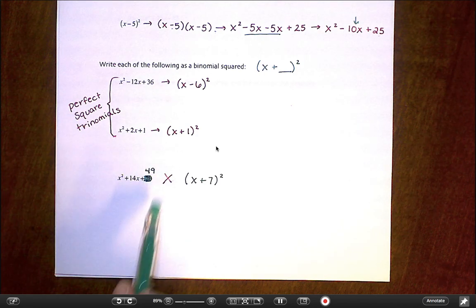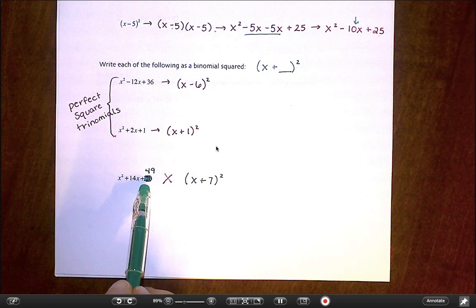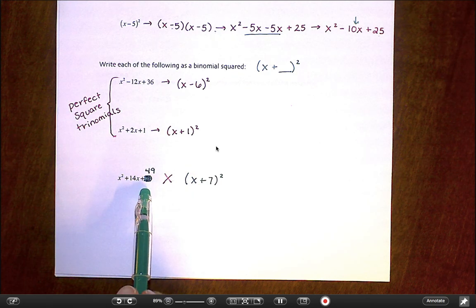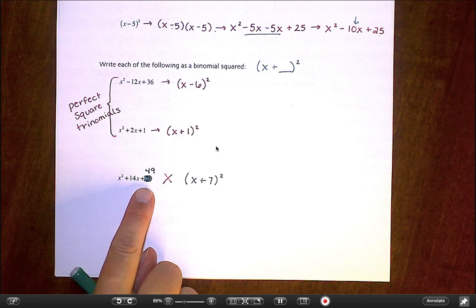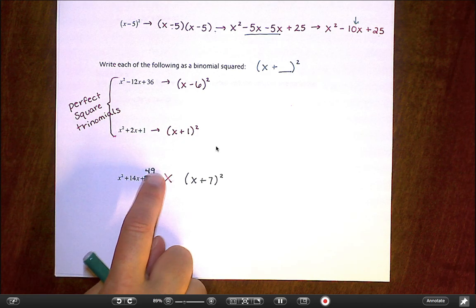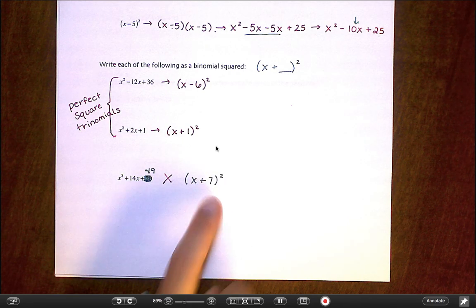But this is going to get you thinking in the right direction, that this is the goal of completing the square. This is what I mean when I say completing the square: if you have something that's not a perfect square, how do you make it into something that's a perfect square so that we can write it like this? Okay, so let's get into the actual process now.